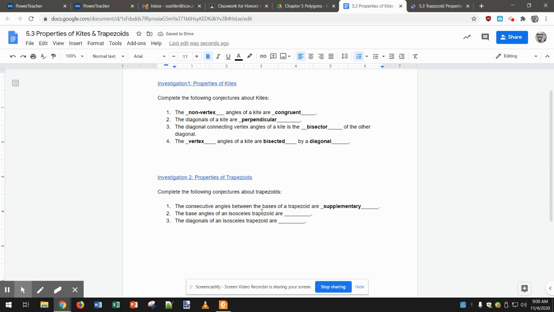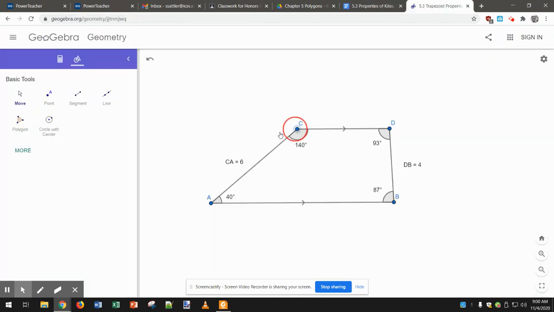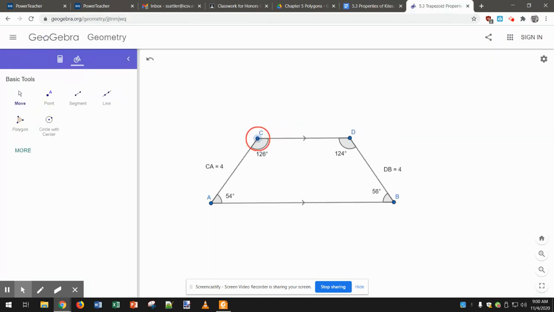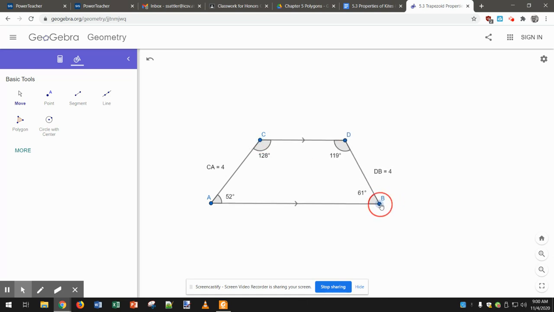Okay, the base angles of an isosceles trapezoid. Now we have to make this into an isosceles trapezoid, so that means the sides are the same. GeoGebra is rounding right now, so let's see if I can make this. What should happen if it's truly isosceles? Let's get a few more decimals. Actually, I got it.